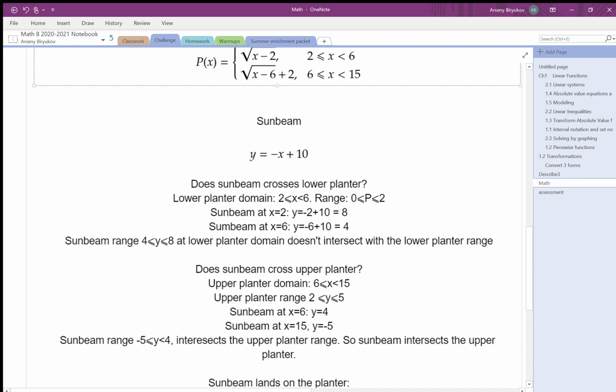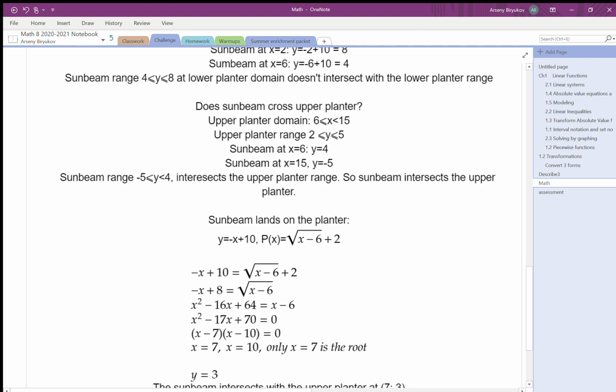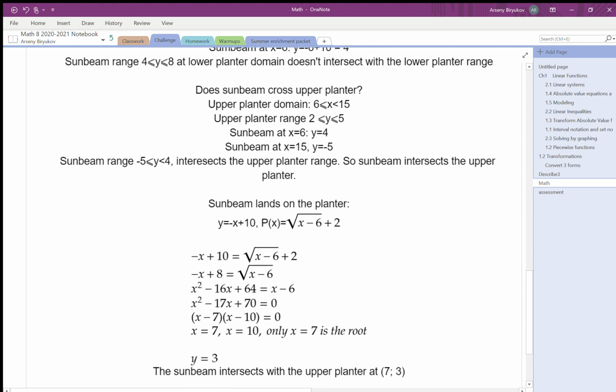with the upper planters. Now, to find the coordinates where the sunbeam intersects with the upper planters, we must solve this equation. Now we find that x equals 7 and y equals 3. The coordinates are (7, 3).